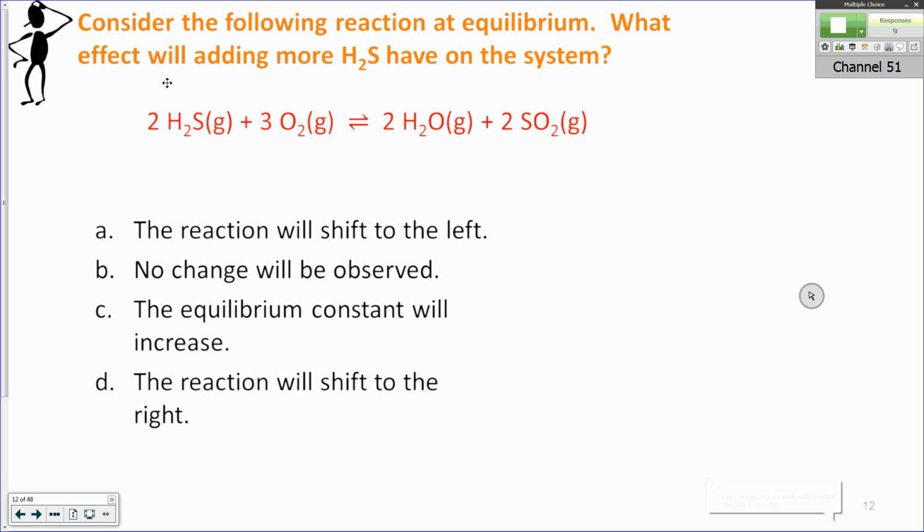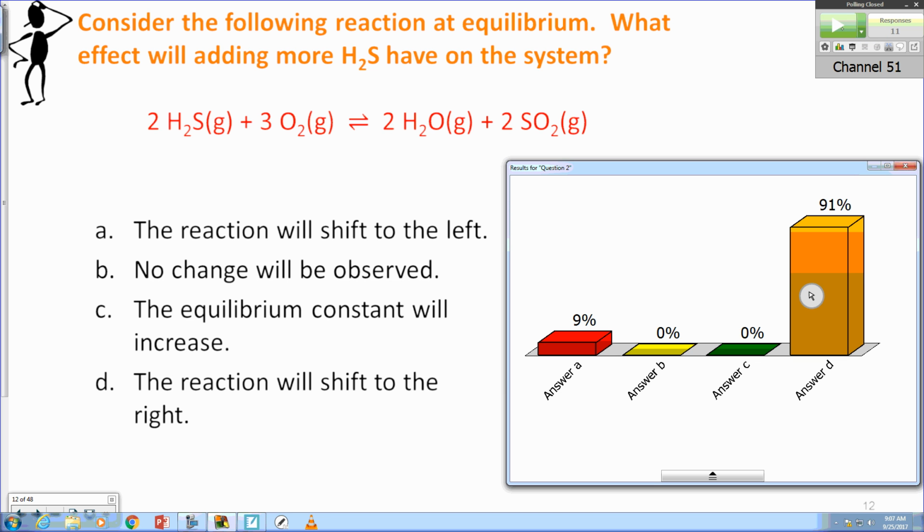This should be really easy. What if it's a solid, but it still shifts the equilibrium? I'll ask that afterwards. Okay, we've all voted. So most people said answer D.